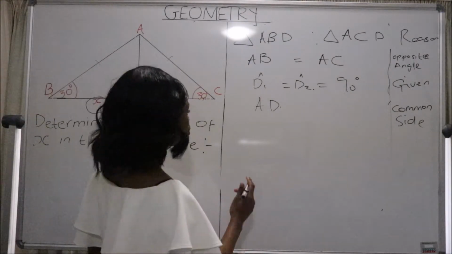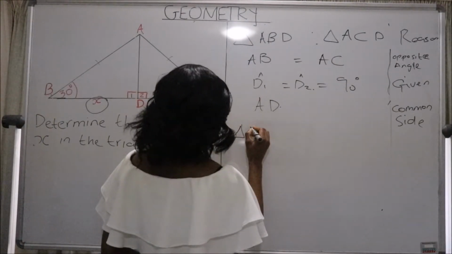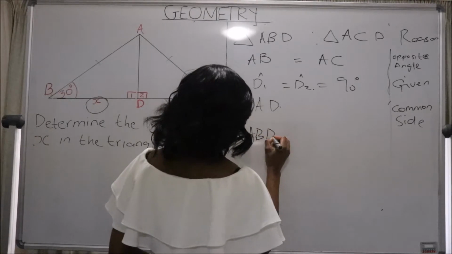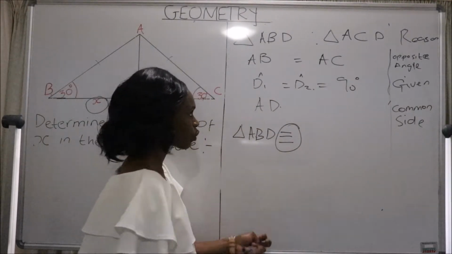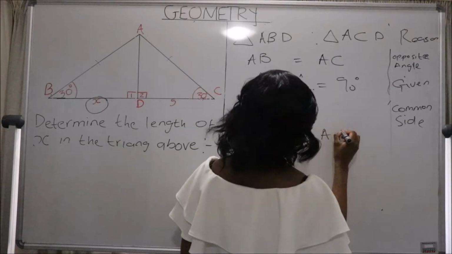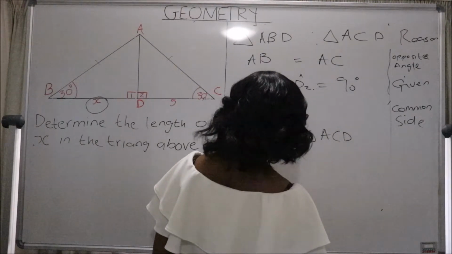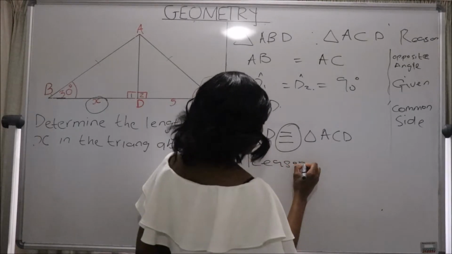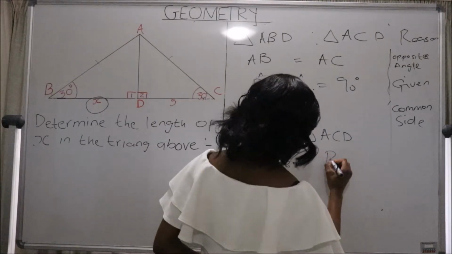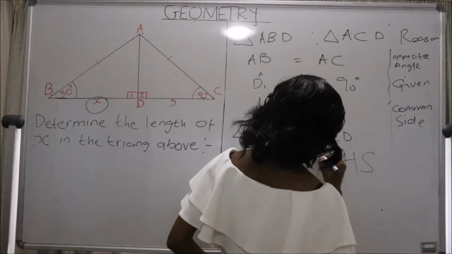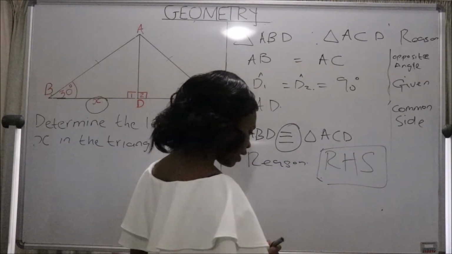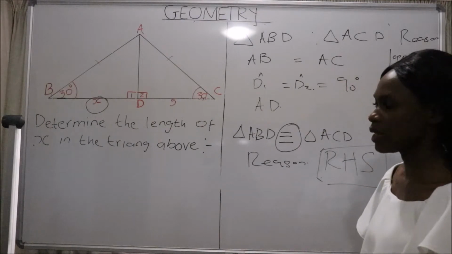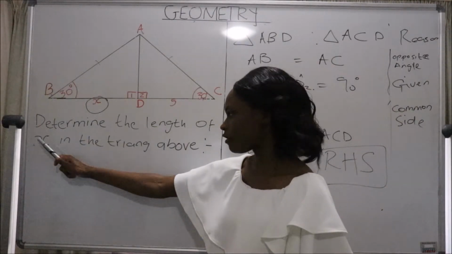So that means we have proved that triangle ABD is congruent to triangle ACD. Remember that this is the sign to show congruency. The reason for that is right angle hypotenuse side. This is the reason for congruency. So now we have to go back to answer the question at hand, that we must determine the value of x.